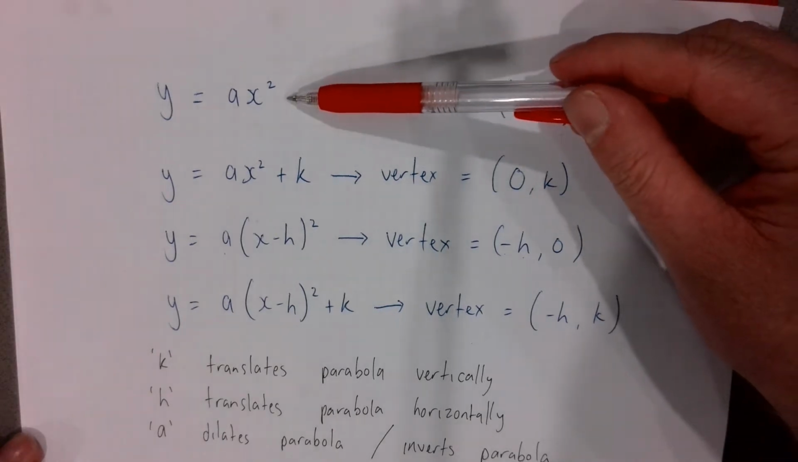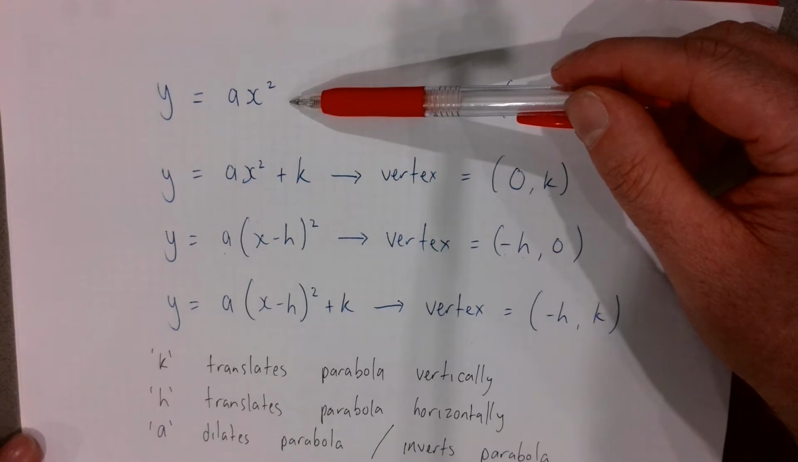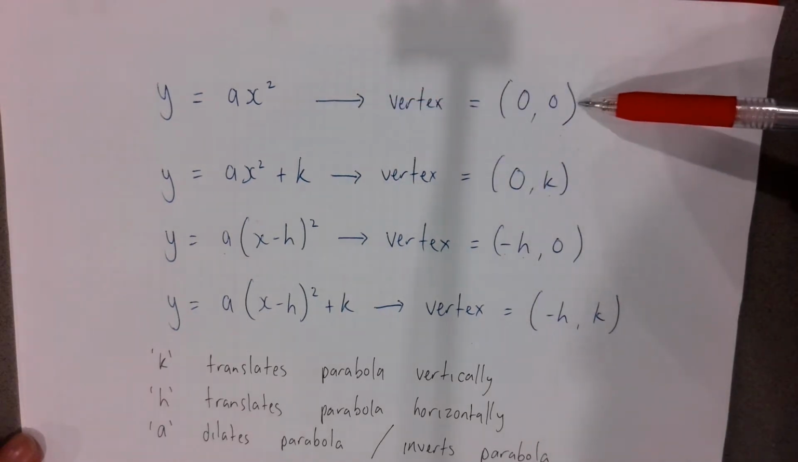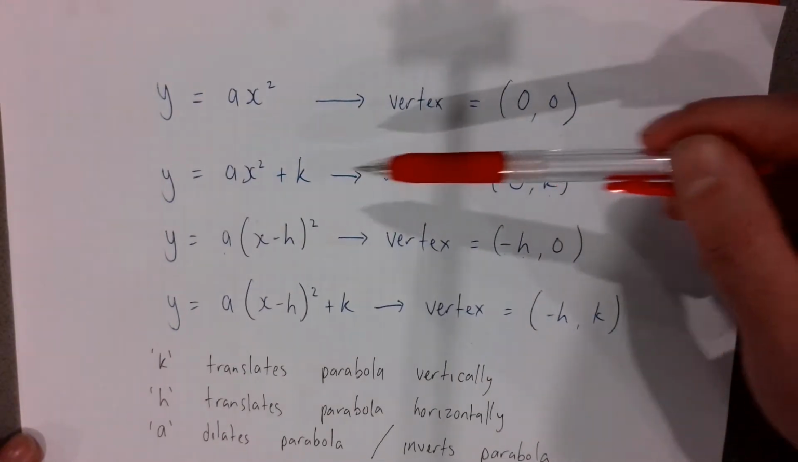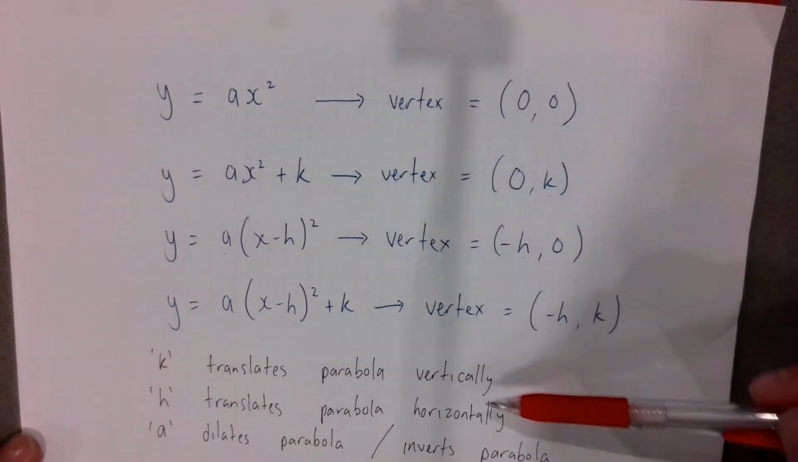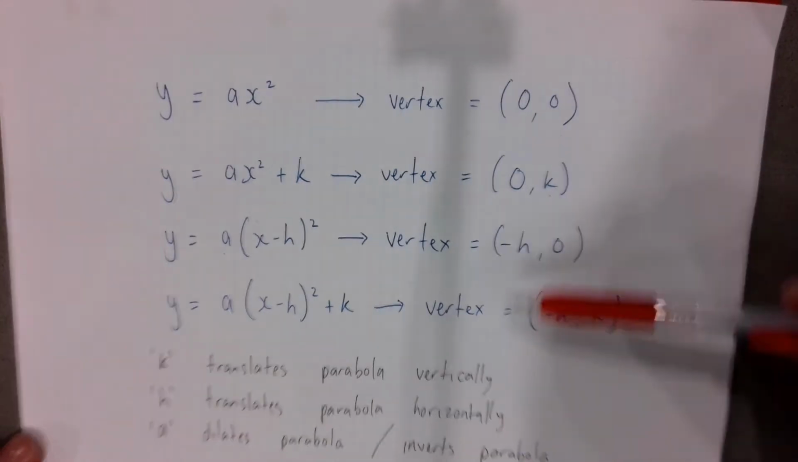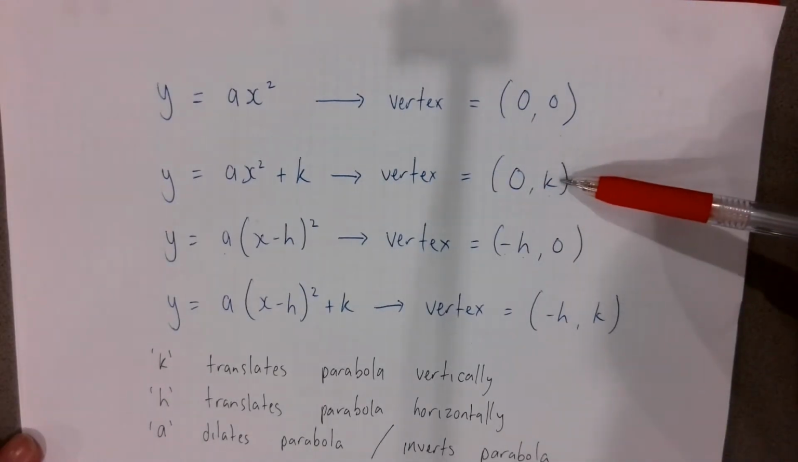So in the form y equals ax squared, there is no value of k or h. So there is no vertical or horizontal translation. The vertex is simply 0, 0. When y equals ax squared plus k, there is a value of k, therefore there is some vertical translation. The vertex is 0, comma, whatever that value of k is.